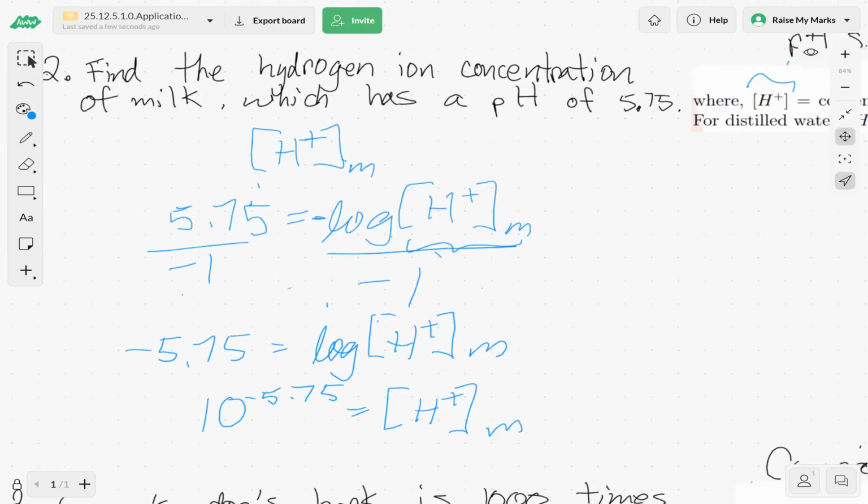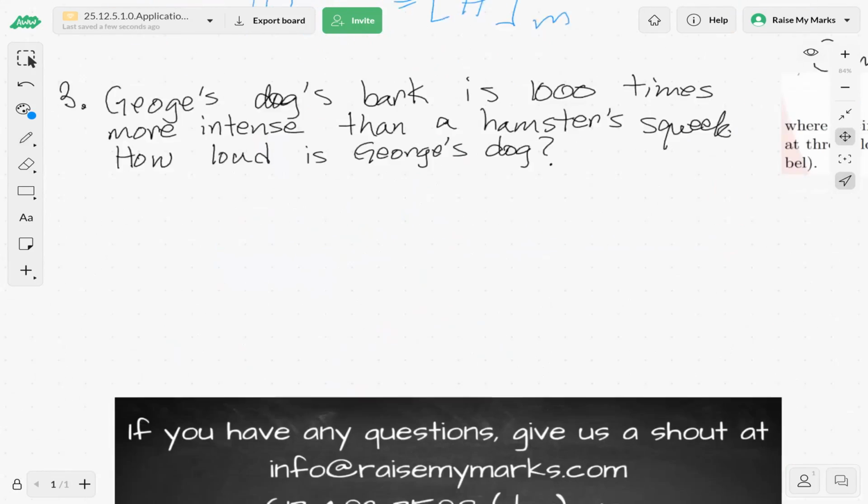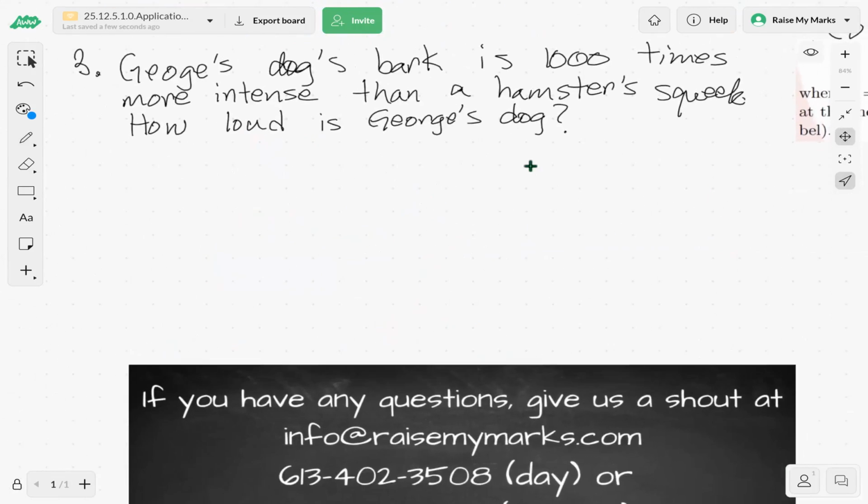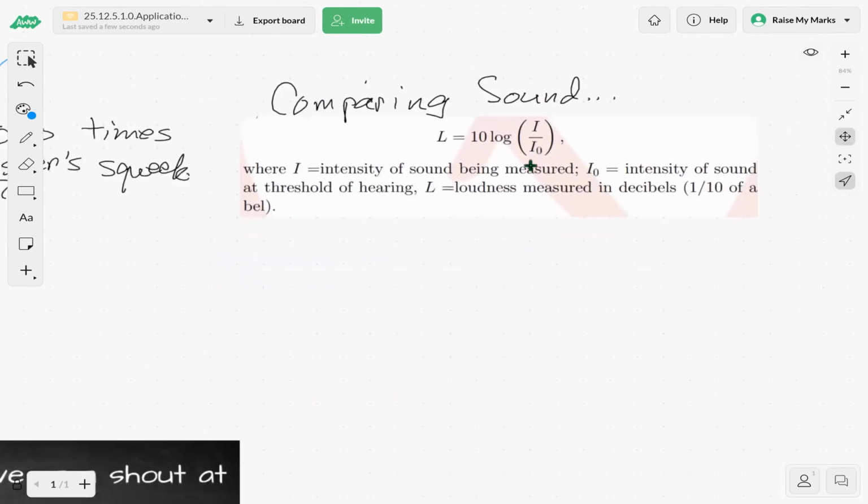All right, so next question. So here we're looking at sound. George's dog's bark is 1,000 times more intense than a hamster's squeak. How loud is George's dog? Interesting. Okay, let's scroll over to the right again.